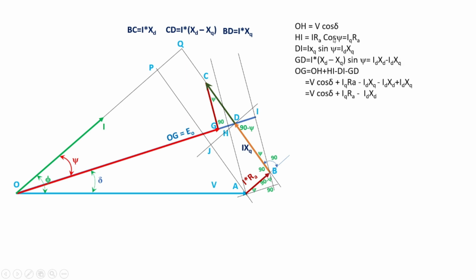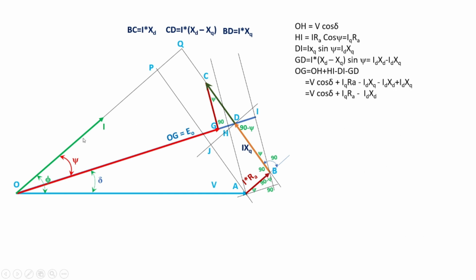Now, as I cos psi is equal to IQ, we can write HI as IQ RA. Then GD is equal to CD sin psi. CD is equal to I into XD minus XSQ sin psi. After splitting, GD can be obtained as ID XD minus ID XSQ. Substituting all these parameters, the final expression for induced EMF is obtained as V cos delta plus IQ RA minus ID XD.